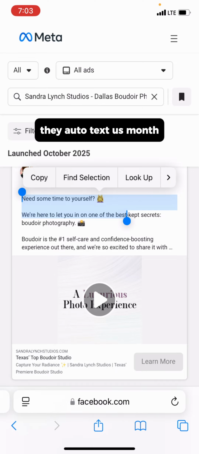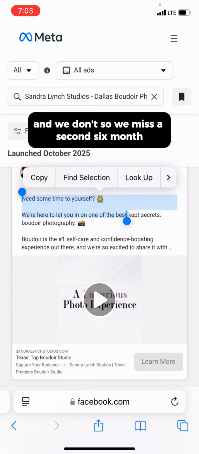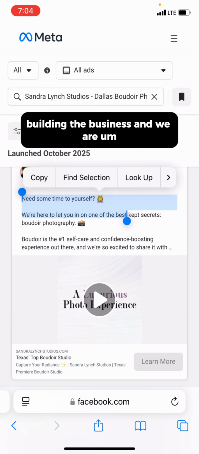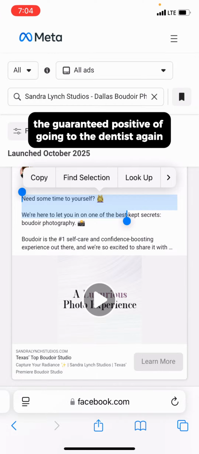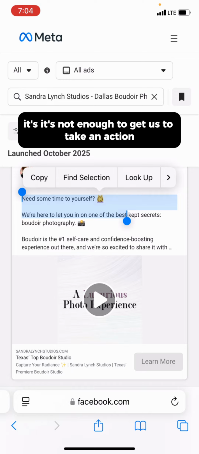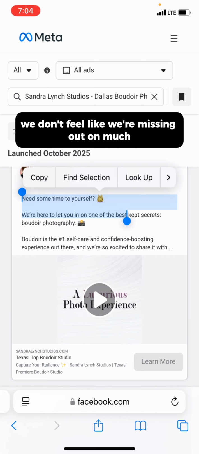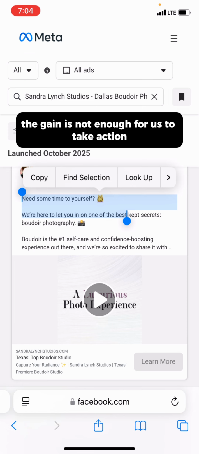They auto text us month 8, month 10, month 12, and again we ignore, and we don't go. So we miss a second 6-month teeth cleaning checkup. And it's the same reason, we've got momentum, building the business. The guaranteed gain, the guaranteed positive of going to the dentist, again, it's not enough to get us to take an action. Our life's fine, neutral, no pain. Okay, we're missing out on the game, but we don't feel like we're missing out on much, or else we would have gone. So again, the gain is not enough for us to take action.